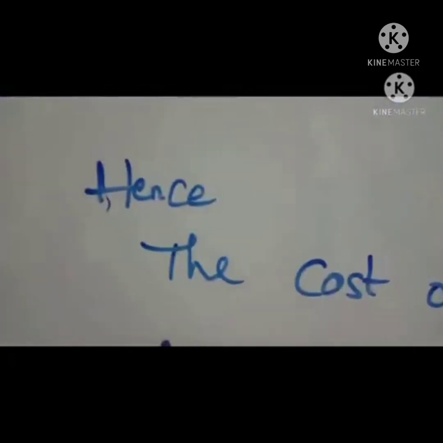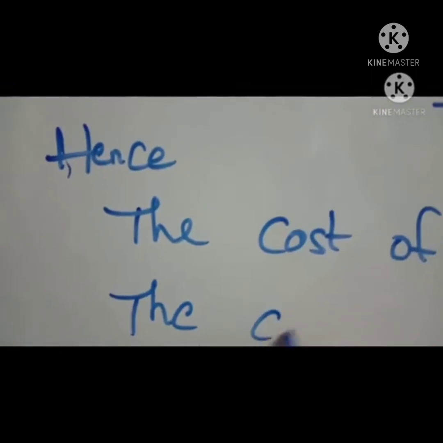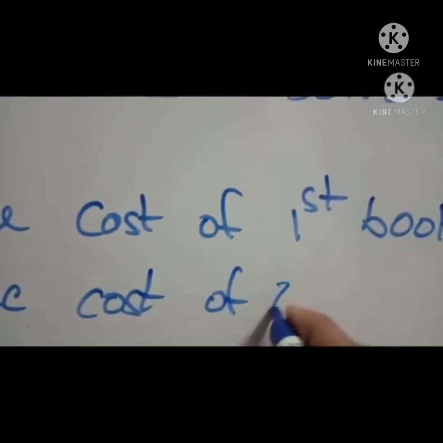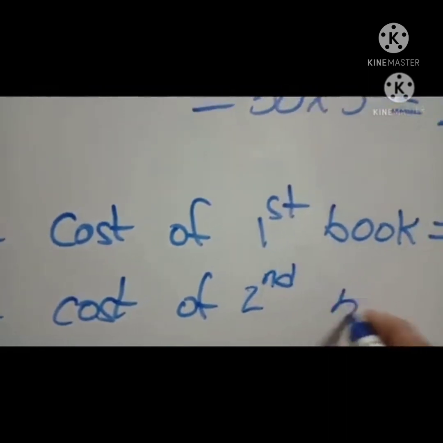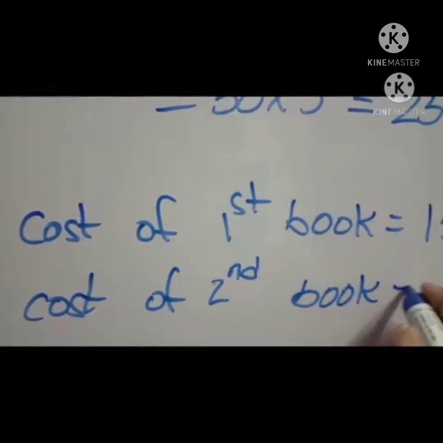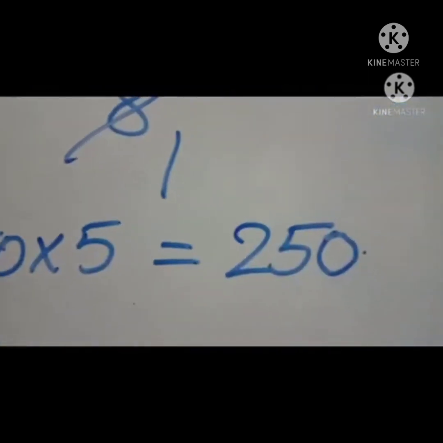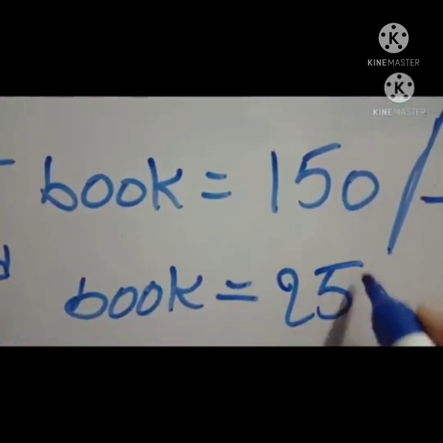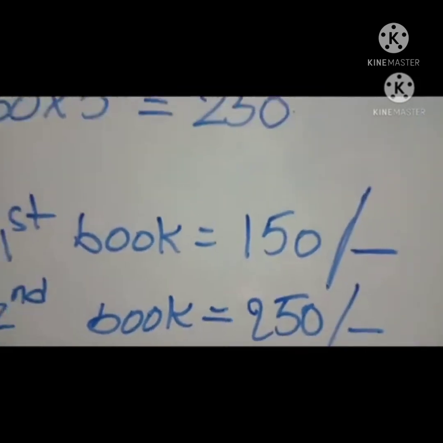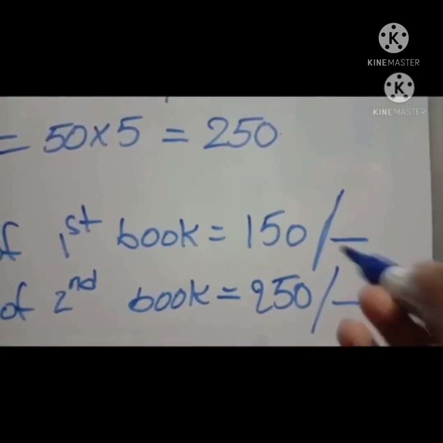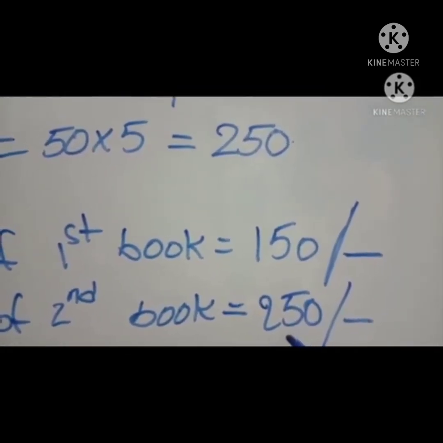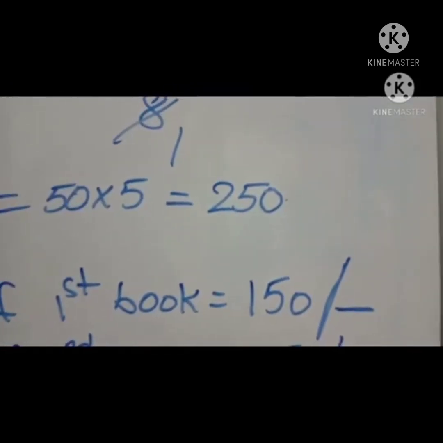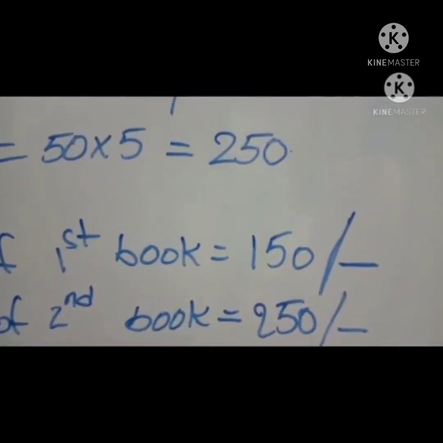Next, write the cost of the second book. The second book is equal to, what is the cost of the second book? 250. Right here 250. Just recheck once, dear. If we add 150 and 250 in total, what do we get? Let's check once. If we get 400, then the sum we did is finished.